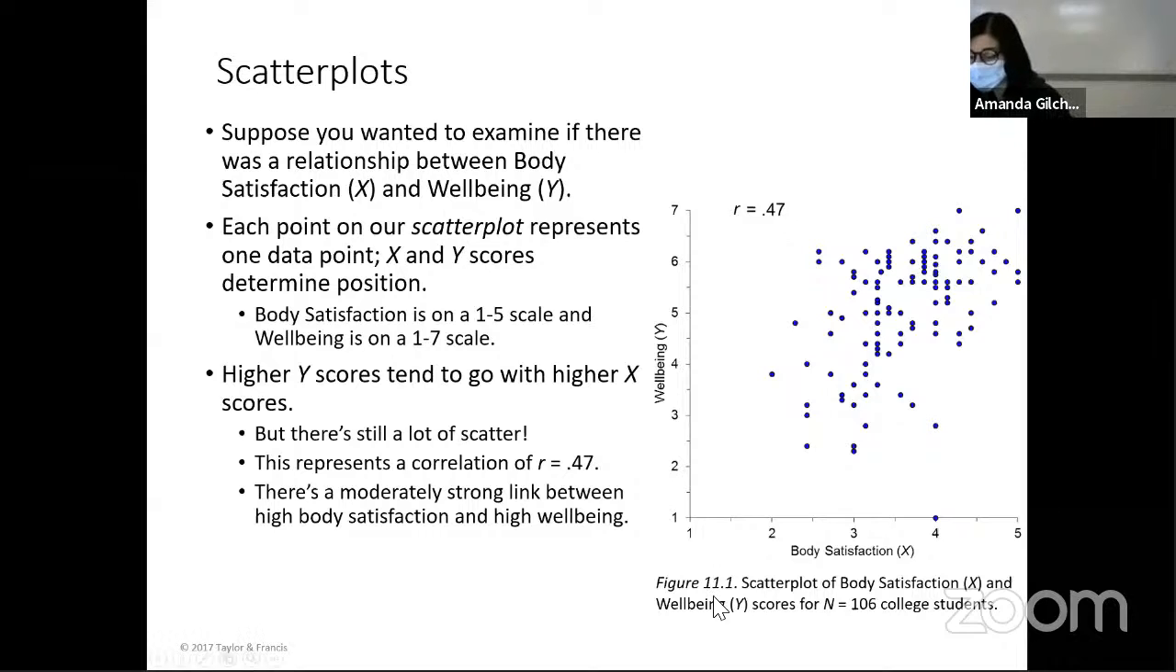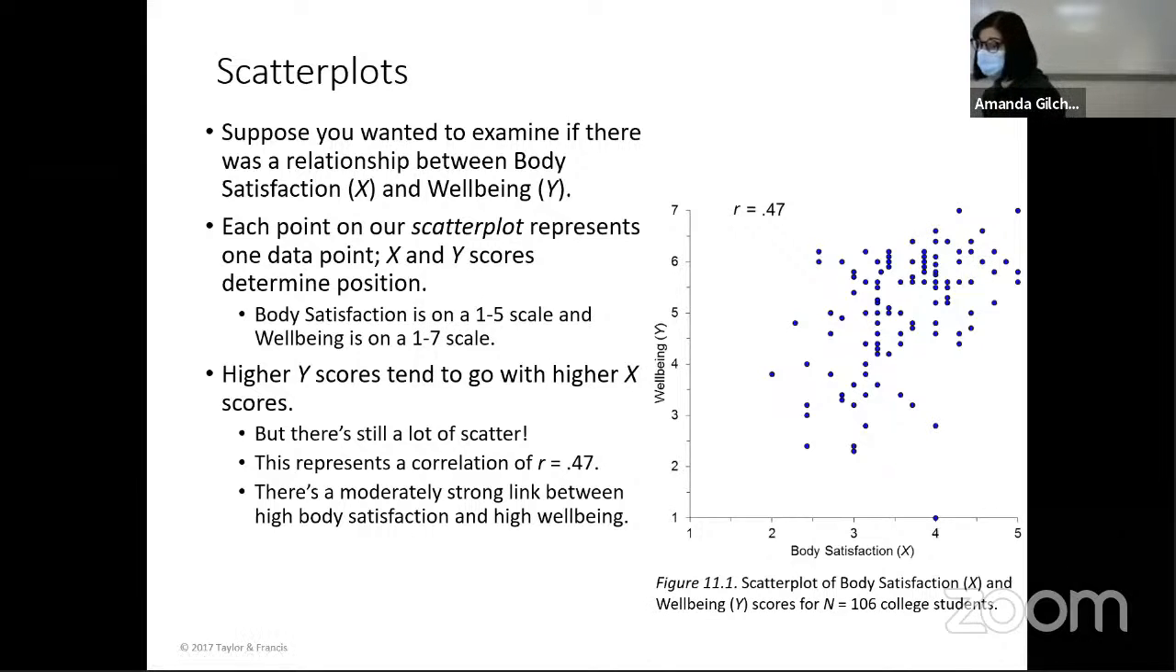Body satisfaction, as you can see, is on a 1 through 5 scale. 3 is our neutral value. And then well-being is on a 1 through 7 scale, with 4 being our neutral value. So if it's higher than 4, well-being is pretty good. If it's less than 4, well-being's pretty bad. Body satisfaction, if it's less than 3, it's not looking very good. If it's more than 3, it's pretty positive.